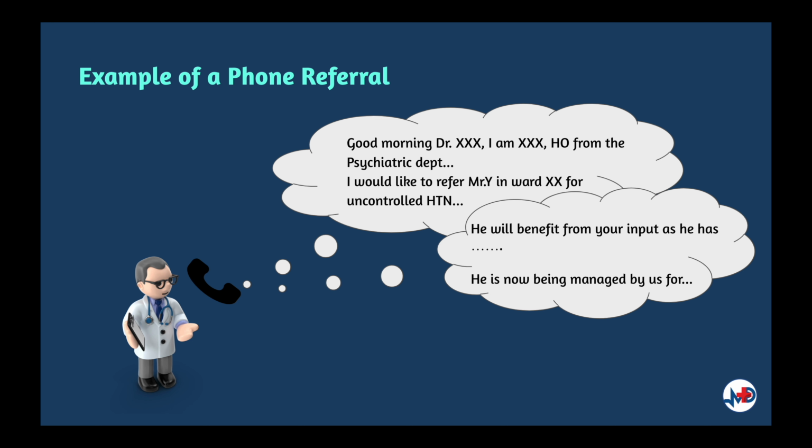Let's take a look at an example of a referral from the psychiatric to the medical department. Of course, you begin by confidently and clearly introducing yourself. So, for example, you may say, "Good morning, Dr. Charles. I'm Dr. Thomas, a house officer from the psychiatric department." Then you proceed by stating the patient's details as well as the reason for the referral. So, an example would be, "I would like to refer a patient for uncontrolled hypertension.